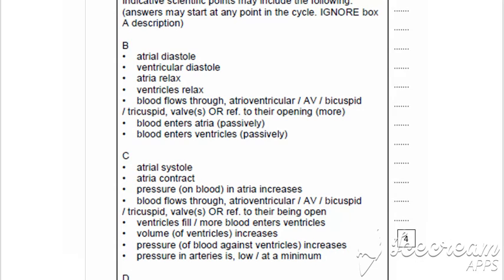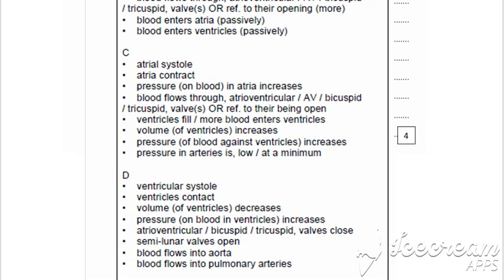Then at C, we've got atrial systole. The atria is contracting and the pressure in the atria is increasing, so the blood is flowing through the atrioventricular valve into the ventricles. The ventricles are filling with blood and the volume of the ventricles increases. The pressure is also going to increase and the pressure in the arteries is currently low. The pressure in the ventricles is higher than the pressure in the arteries.